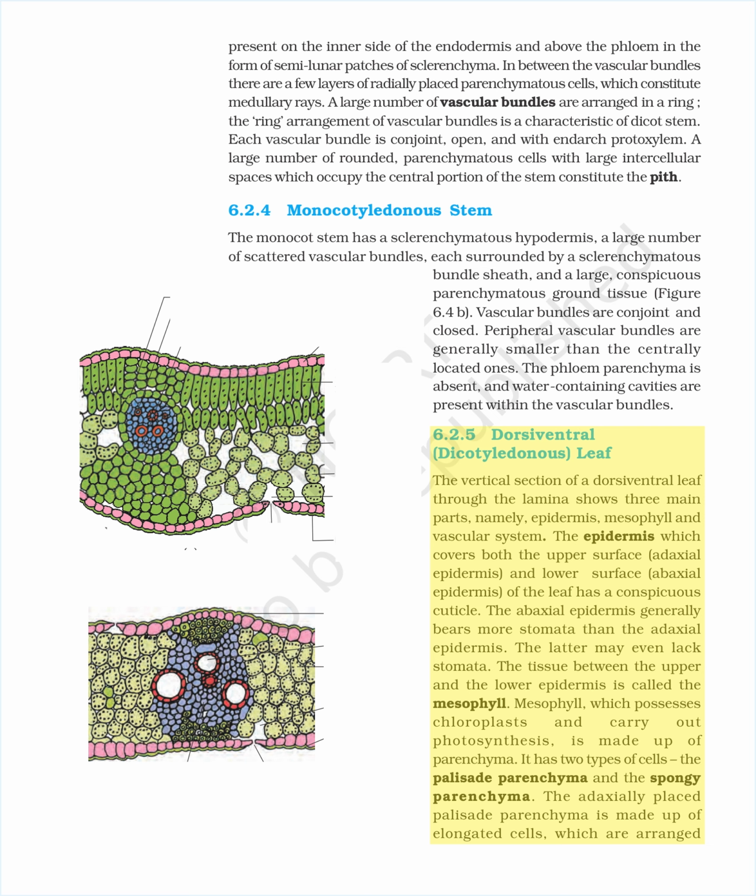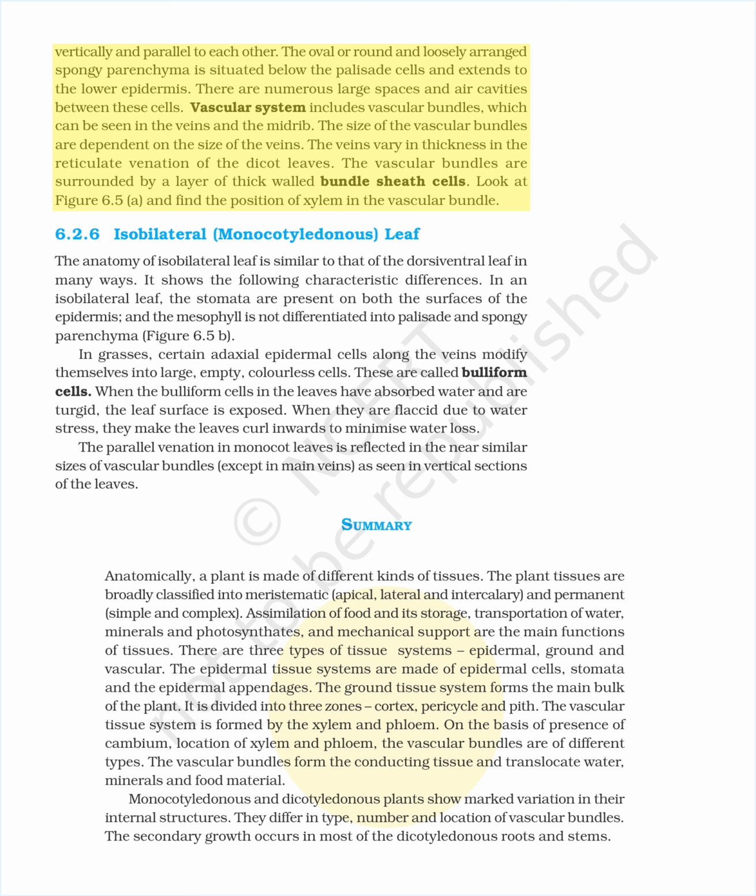Mesophyll, which possesses chloroplasts and carries out photosynthesis, is made up of parenchyma. It has two types of cells, the palisade parenchyma and the spongy parenchyma. The adaxially placed palisade parenchyma is made up of elongated cells, which are arranged vertically and parallel to each other. The oval or round and loosely arranged spongy parenchyma is situated below the palisade cells and extends to the lower epidermis. There are numerous large spaces and air cavities between these cells.